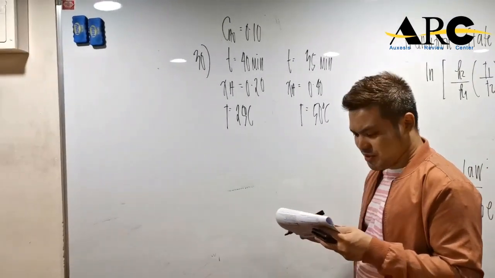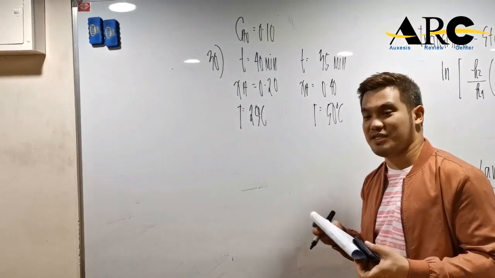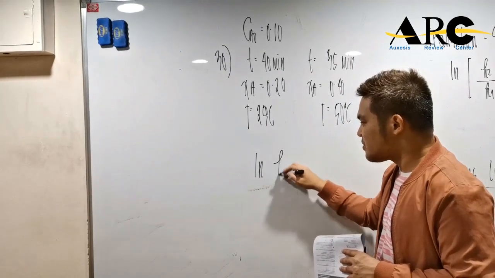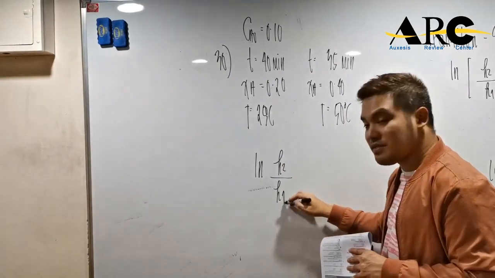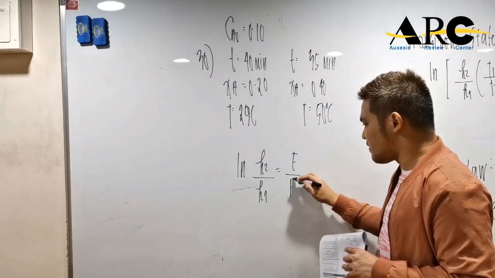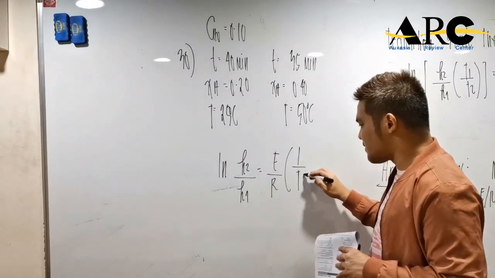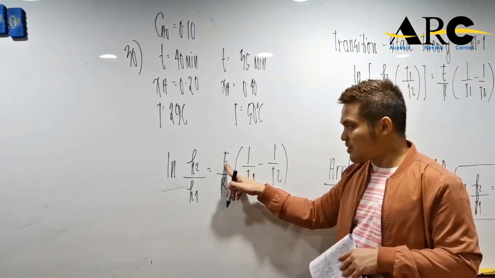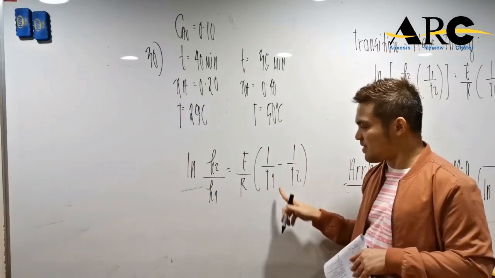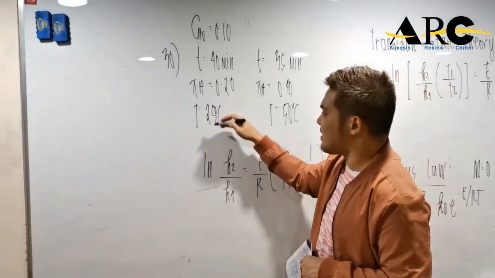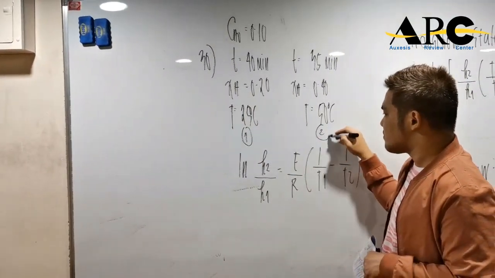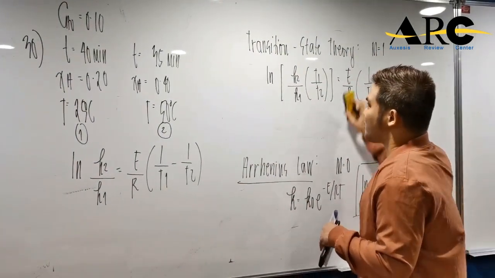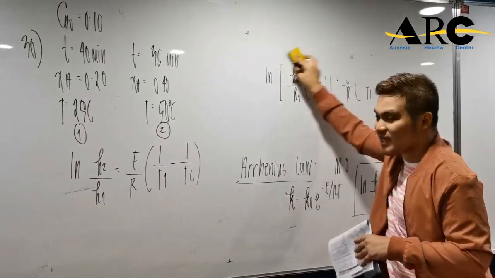So paano natin masasolve yung activation energy in calories per mole? So walang sinabing automatic Arrhenius. So ln K2 over K1 is equal to E over R times 1 over T1 minus 1 over T2. So hinahanap is activation energy. So may given tayo ng T1 and T2. So ang problema natin ngayon dito, wala tayong K1 and K2. So paano natin masasolve yung rate constant K1 and K2?